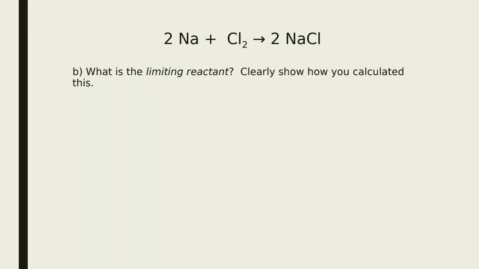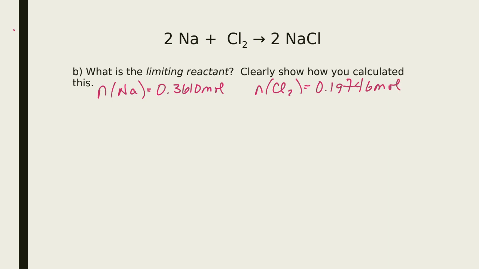So let's determine which of our reactants is limiting. And how do we do this? Well, we have to start with those moles available of each reactant. So let's just jot those down. You'll have them in your notes. We're starting off with 0.3610 moles of sodium, and we're starting off with a little bit less, 0.19746 moles of chlorine that is available.